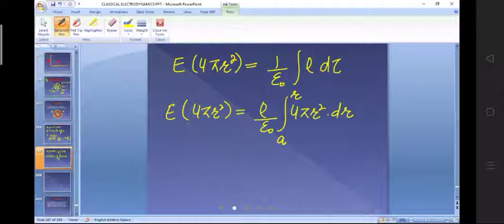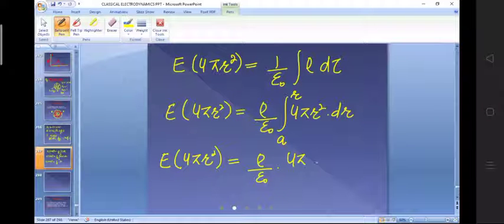Okay, so the limits of integration will go from a to r. Then what we have is the electrostatic field multiplied by 4 pi r square, equal to rho divided by epsilon naught times 4 pi r square. Integration of r square will be equal to r cube divided by 3. So I am going to write r cube divided by 3, and then the lower limit is a and the upper limit is r.